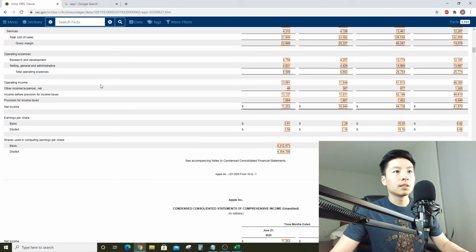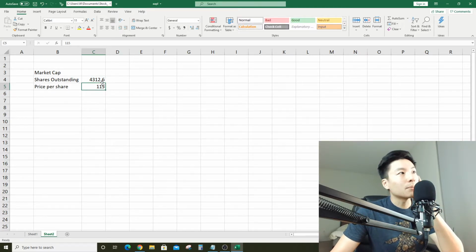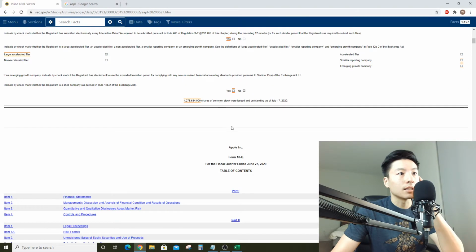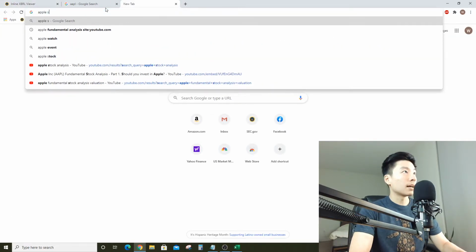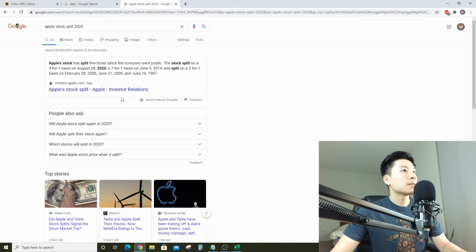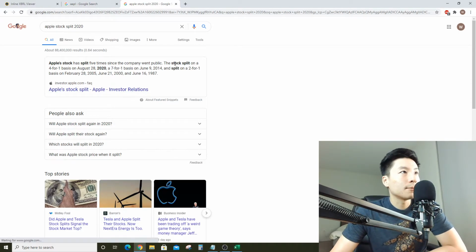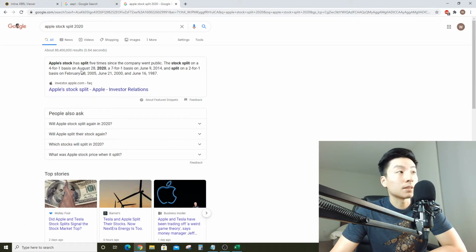So 4312.6. But here's something that is not going to come up very often. Remember how Apple recently did a stock split, after they released their Q2 earnings? Let's see, Apple stock split 2020. So after they released this in June, in August they did an Apple stock split, and one share of Apple back then is now worth 4 shares of Apple today.